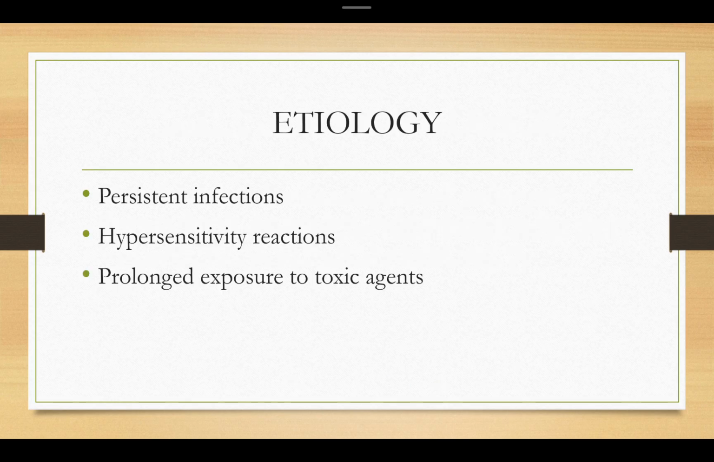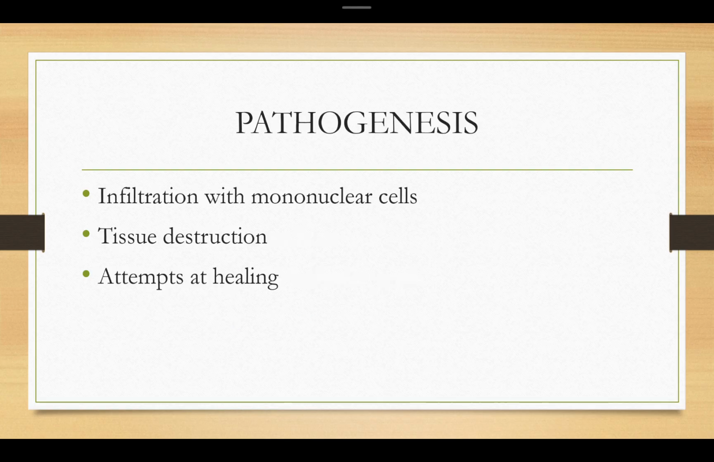So what are the different etiologies? The different etiologies that we see are persistent infection, hypersensitivity reactions and prolonged exposure to toxic agents. These are the etiologies where we see chronic inflammation. If a patient has persistent infections, associated with hypersensitivity reactions and prolonged exposure to any toxic agent, it will cause chronic inflammation.